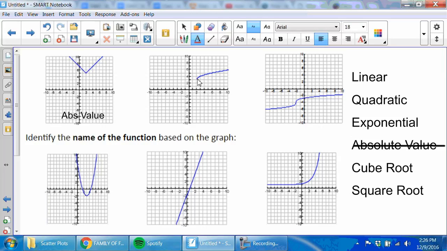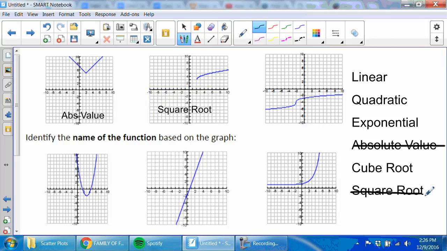Next one. If it just kind of starts out of nowhere and goes hard to the right, it's just kind of like it has an end and then goes out of the picture. We call this one square root. You could also call this radical. We typically call that one square root.